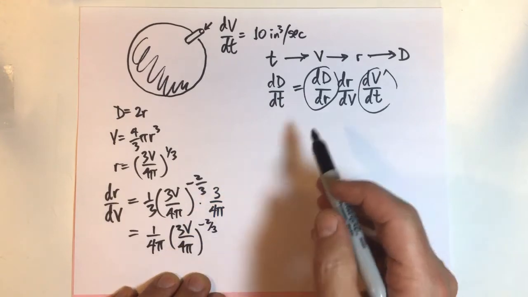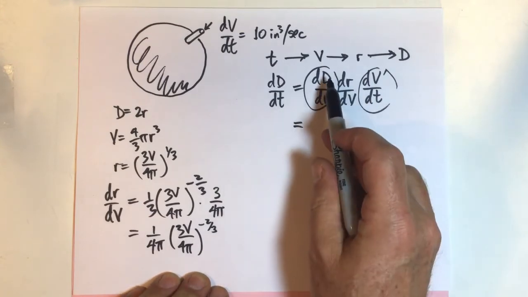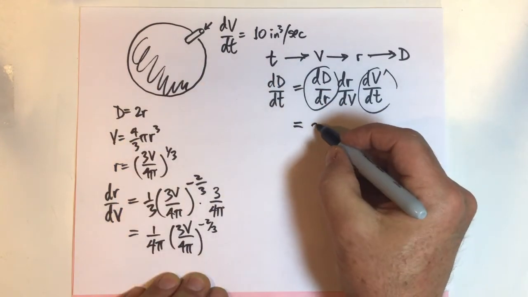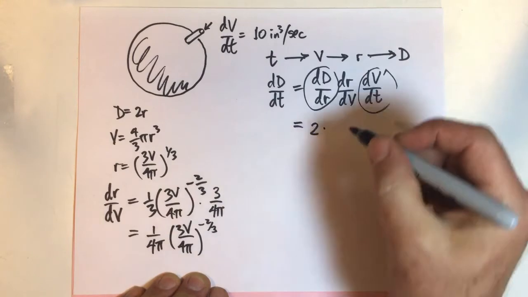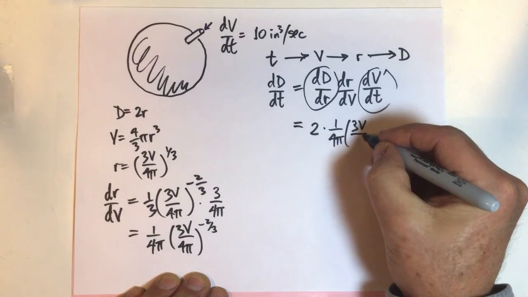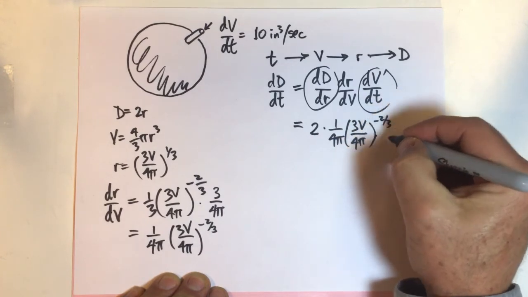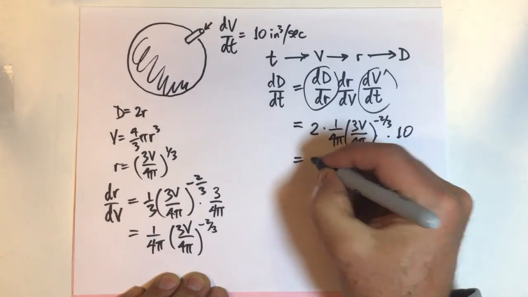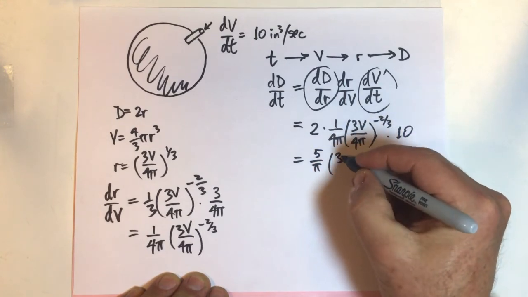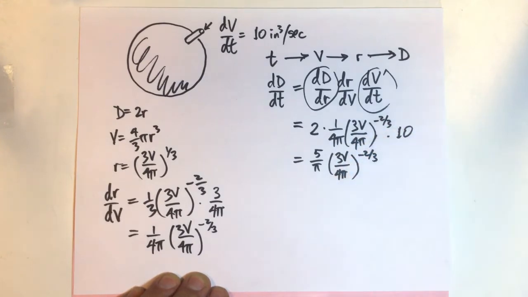Now I'm going to substitute all this information into my chain rule. The derivative of the diameter is twice the radius, so the derivative there is 2. This derivative, I just worked that out. Times 10. Constants simplify somewhat, so 5 over pi times 3V over 4 pi to the minus 2/3.